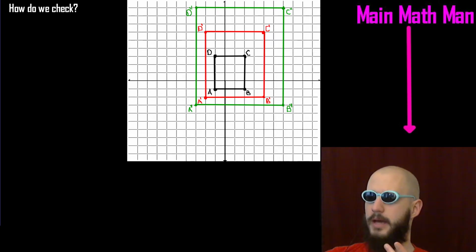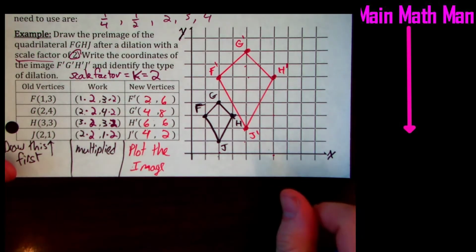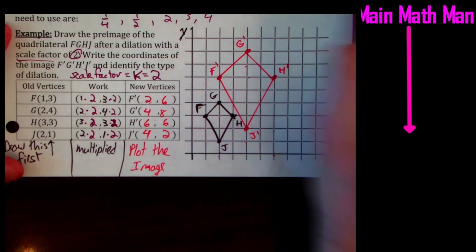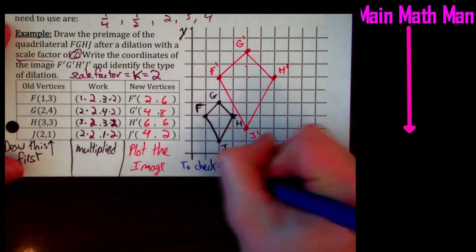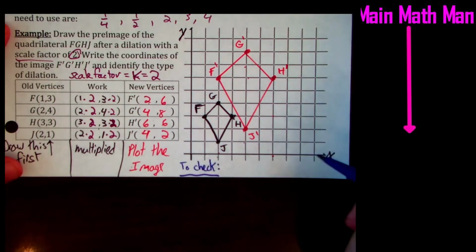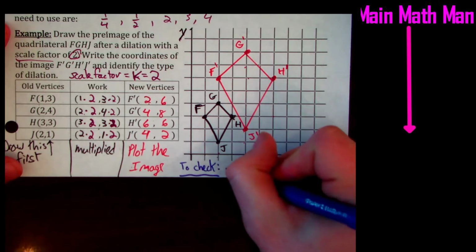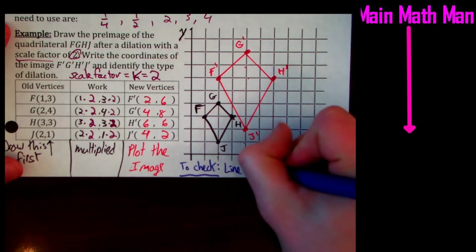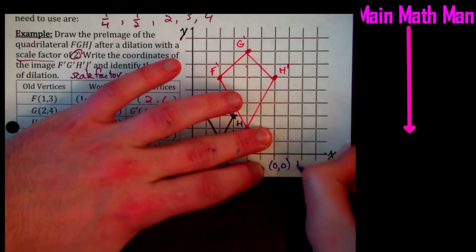So now, how do we check? Well, just like before, luckily I already told you. So, to check if the corresponding points will be on the same line from the origin. So, again, to check, all you have to do, draw the line from the origin to the image. So line from, again, that's the point 0, 0 to the image.